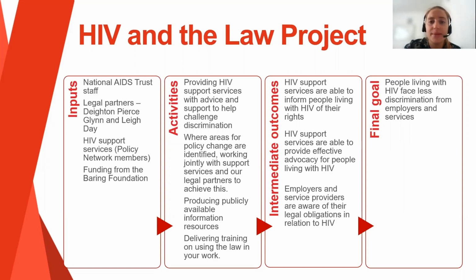And we think this can be achieved by enabling staff from HIV support services, such as yourselves, to inform people living with HIV of their rights and provide them with effective advocacy. It's also crucial that employers and public and private service providers are aware of their legal obligations towards people living with HIV. And we're implementing 3 types of activity to reach these outcomes. One is training, the second is information and resources, and the third is a service where we can give advice and support to HIV support services when you're helping a client challenge unlawful discrimination. And we work with 2 solicitors, one of whom is Ryan, to give legal advice, which informs the support that we give as part of this project.